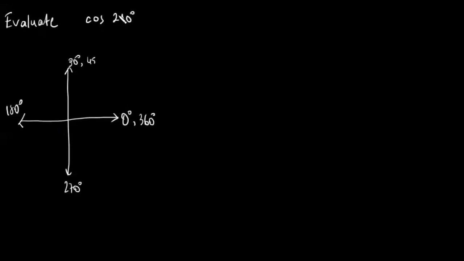Okay, so 210 is in which quadrant? This is first, this is second, and 210 is larger than 180 but smaller than 270. So it must be in the third quadrant. It is very important to find the correct quadrant. So this is 210 degrees. This is 180, and how many degrees more do I get if I go to 210 degrees?